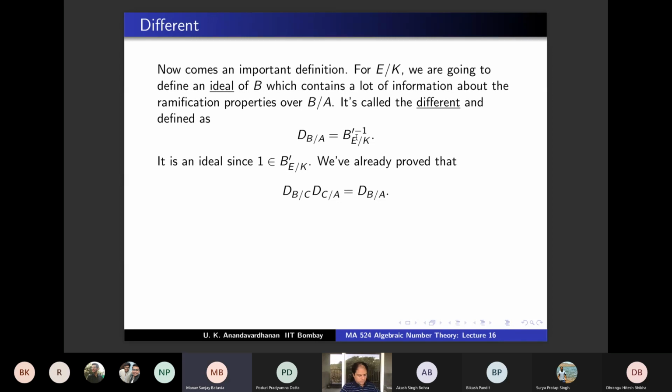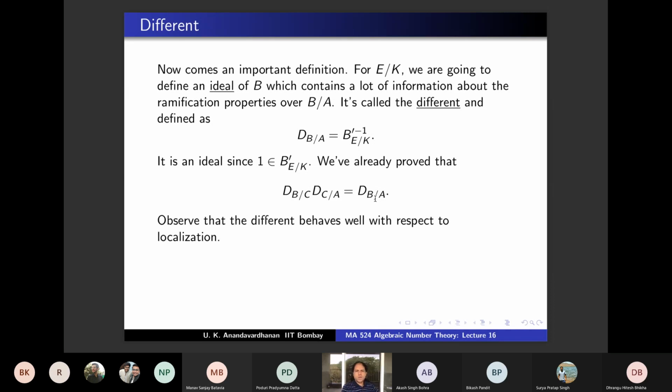We just saw the transitivity, no? Because for the inverse we showed the transitivity. So on that transitive relation for the dual lattice, you take inverse everywhere, and so you get transitivity here. Okay. So observe that the different behaves well with respect to localization.